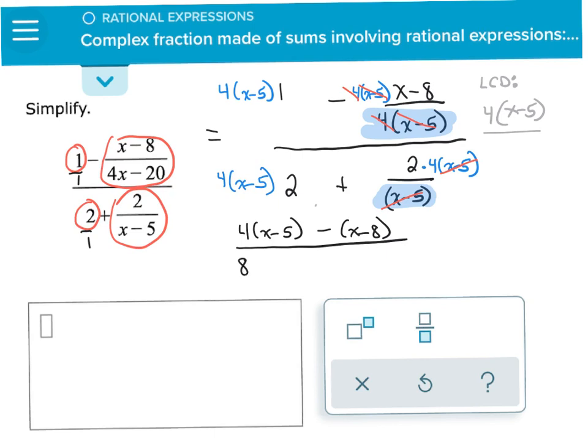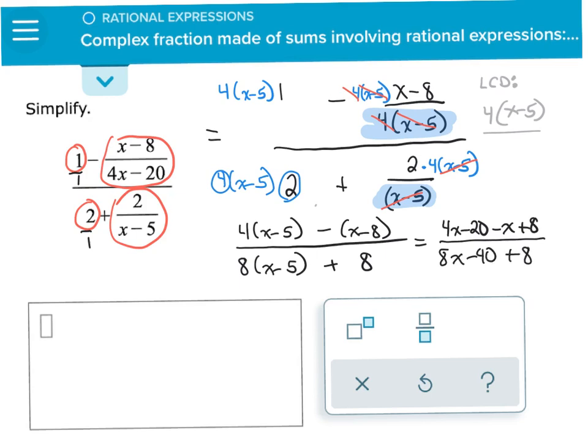On the bottom, I'm going to have 8 times x minus 5. The 8 comes from multiplying this 2 and this 4 first, and then I'll distribute. You could distribute the 4 and then the 2, but it's easier just to distribute an 8 one time. And then I'm going to have plus 8, because I have 2 times 4. So now I'll simplify this. I'll distribute the 4, so I have 4x minus 20 minus x plus 8 over 8x minus 40 plus 8. So that's just doing some distributions.